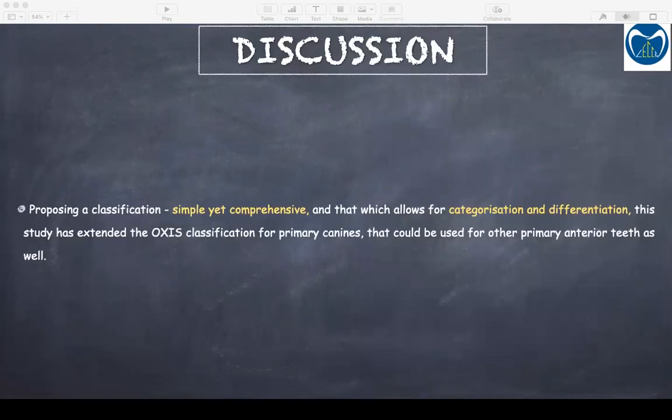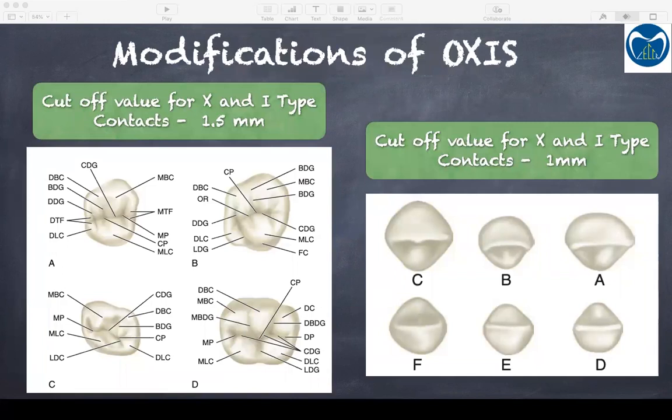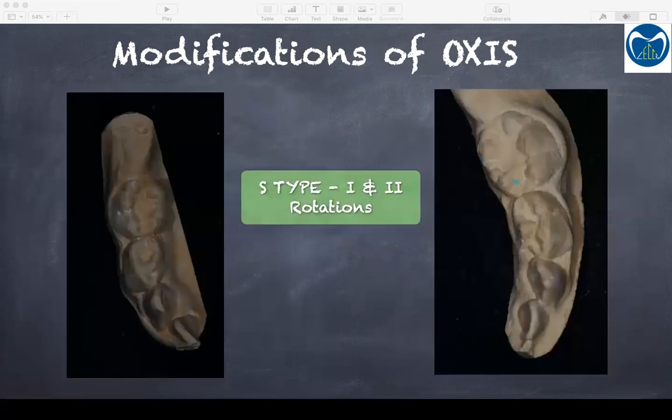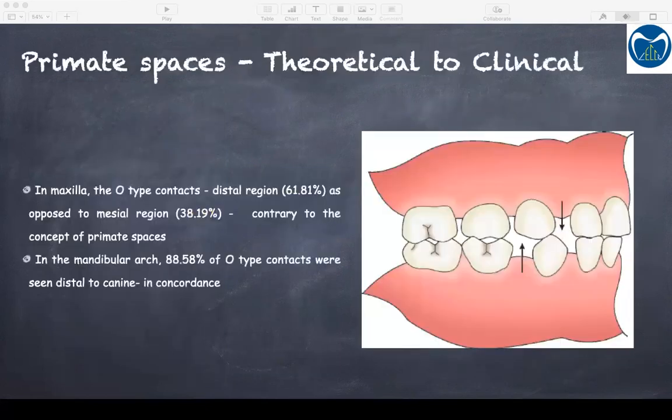Proposing a classification should be simple yet comprehensive, and that which allows for categorization and differentiation. Thus, this study has extended the OXIS classification for primary canines that could be used for other primary anterior teeth as well. The modifications done to OXIS were the cutoff value set for X and I type contacts was set at 1 mm for the primary anterior teeth as opposed to 1.5 mm in primary molars, keeping in mind the buccolingual dimension of the primary anterior teeth. The second modification was that the S type was subdivided into type 1 and type 2 based on the number of surfaces of canine that were in contact with the adjacent tooth.